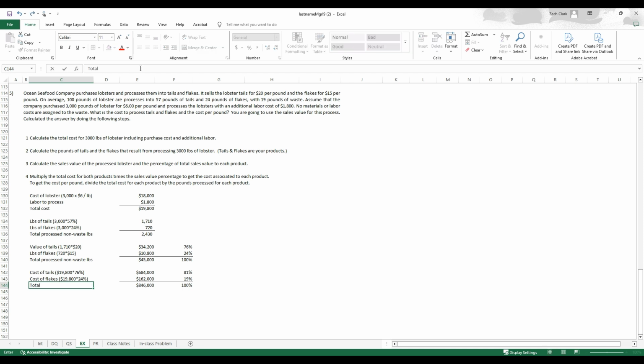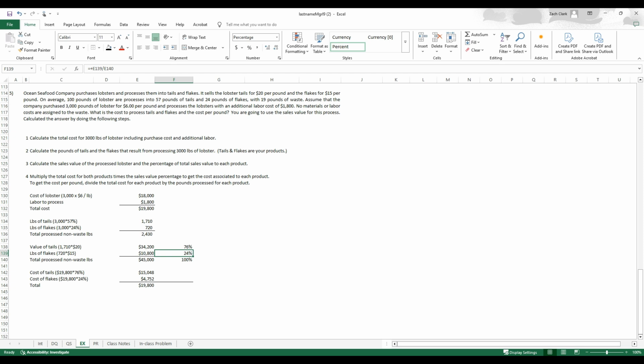And then the total equals 19,800 times 76%. Let's not look at this right now. And then let's say 19,800 total again. So we're just dividing this. We're just allocating the cost out based on the sales, basically, right? The sales value. And that's what we did right here, was get the sales value percentage.